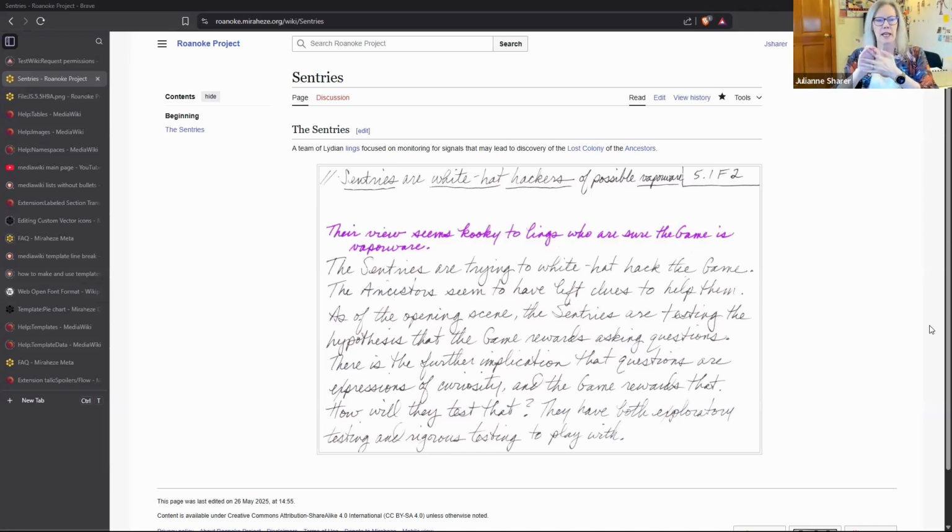And if the game is somehow rewarding asking questions, there's the further implication that questions are an expression of curiosity. Does the game reward that? And how will we even test that? So they're viewing this the way you might view any system that you're trying to understand and explore. So that's who they are, and it explains some of the activities.